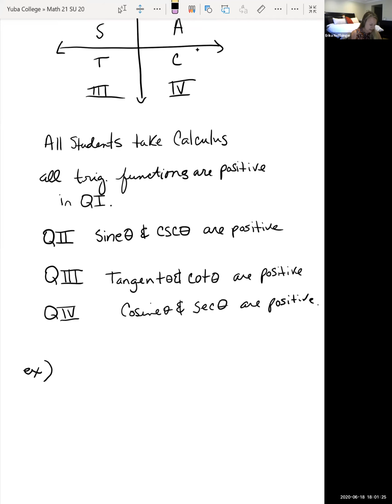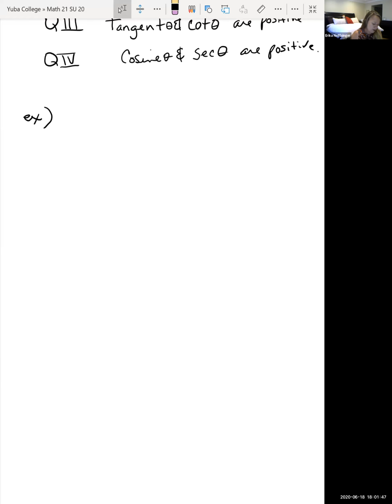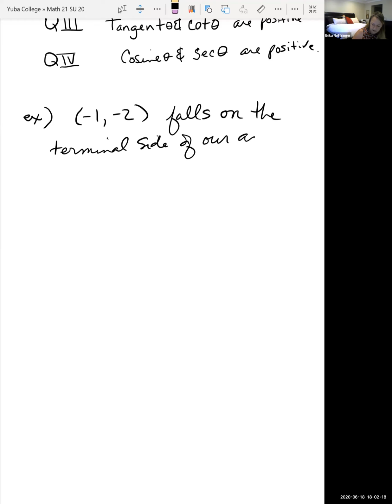Okay, this might make more sense in a minute, but let's look at an example. Let's find the exact value of our 6 trigonometric functions given that it lies at a particular point. So for instance, a point on the terminal side of an angle theta in standard position is given. Find the exact value of the 6 trigonometric functions. And so let's say you're given the point (-1, -2). So that point falls on the terminal side of our angle theta.